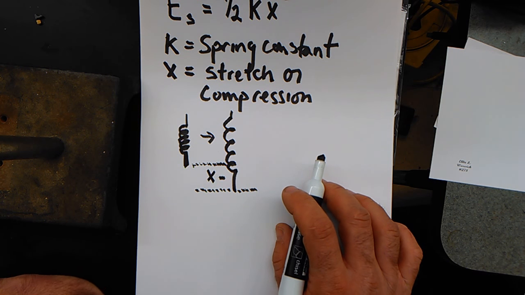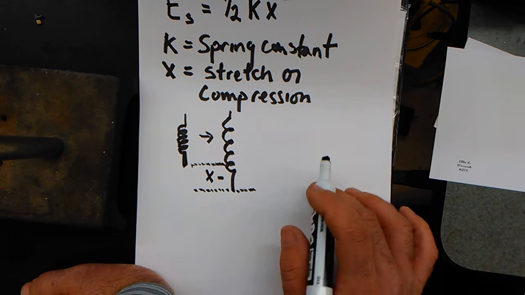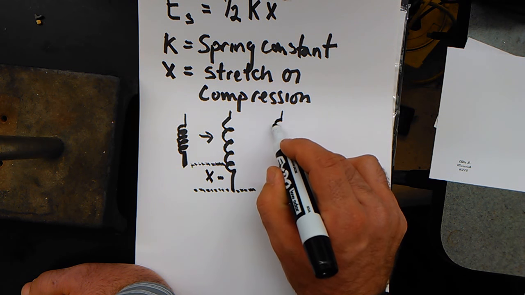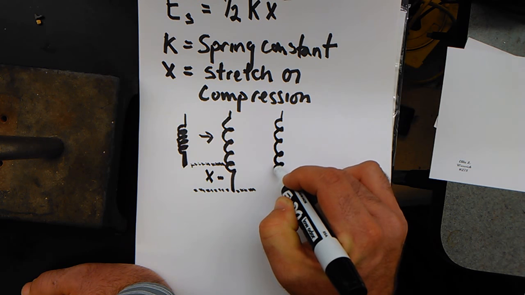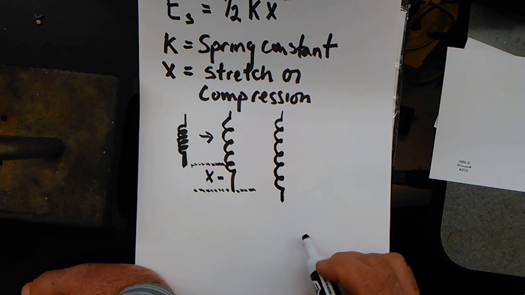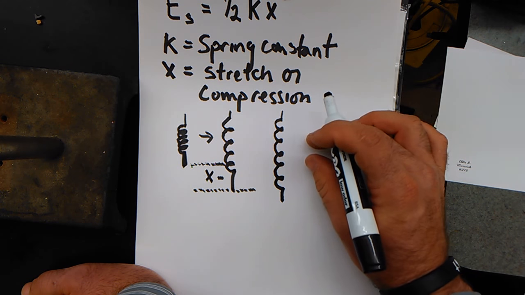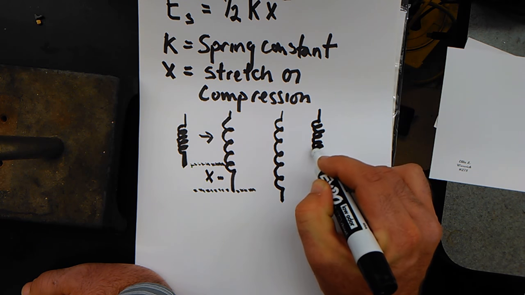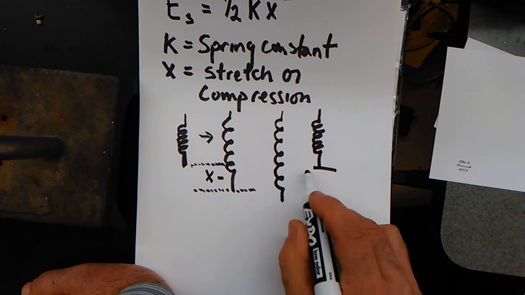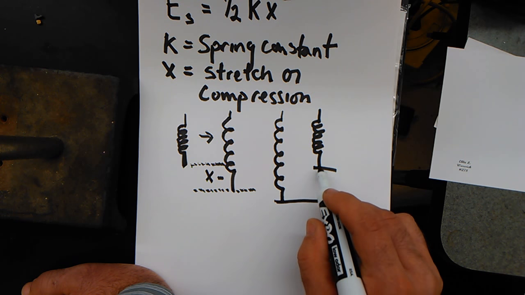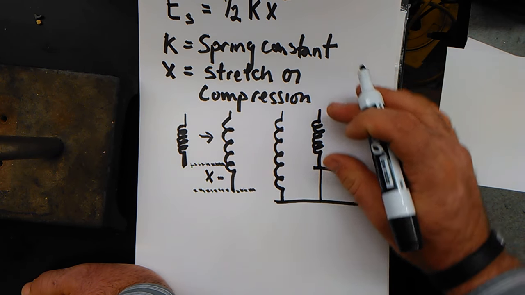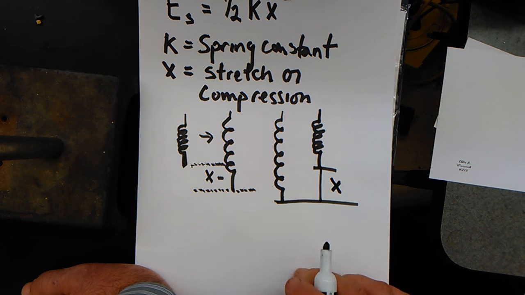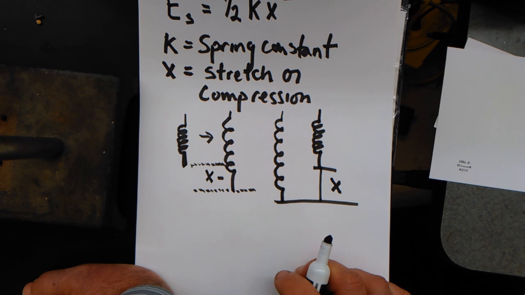And compression is the complete opposite of that, where you have a spring that starts out longer, like this one, and then you crush it or compress it, and it ends up looking like this. Then the distance that you crushed it or compressed it is x as well. Let's not stress the negatives and positives here. Negative and positive is just a direction, and we can identify that later on.